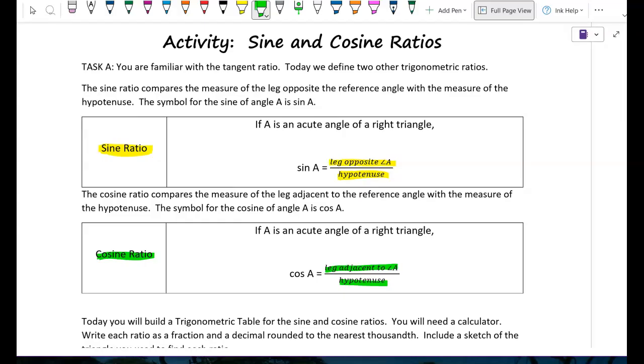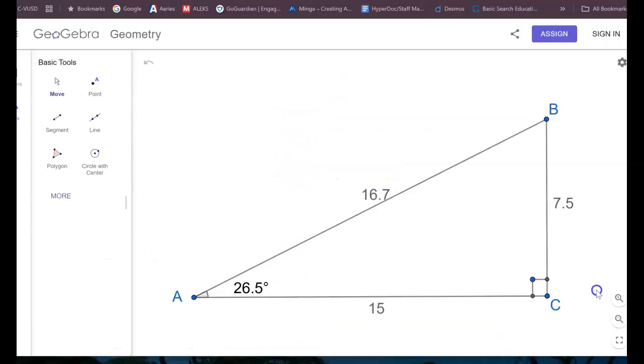Now, like we did when we started tangent, we are going to go back and create this table. So you are going to need one computer per group. I don't care who in your group gets their computer out. One computer per group. I put in Google Classroom the activity sine and cosine ratios, and it has a link back to, we're going to use this triangle again. So I'm going to pause here and give you a minute to get that computer out and get to this triangle.